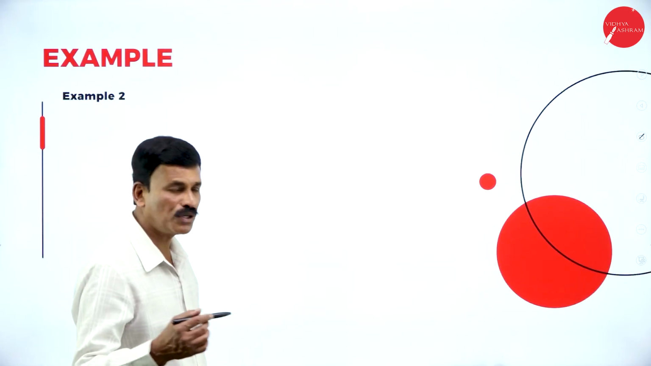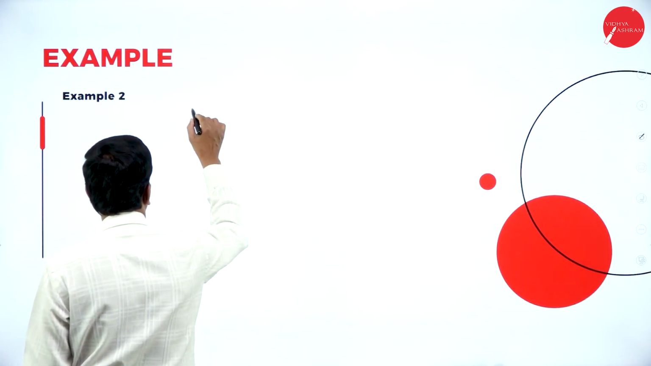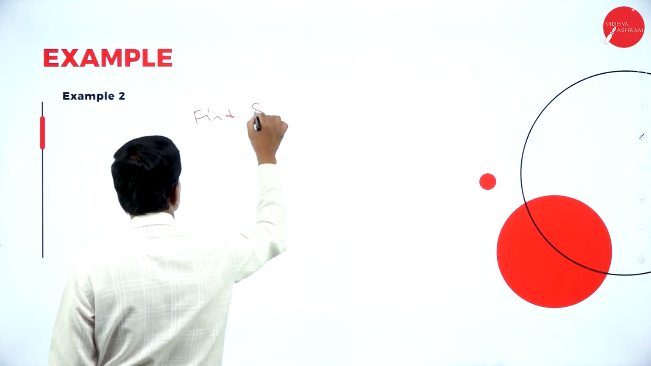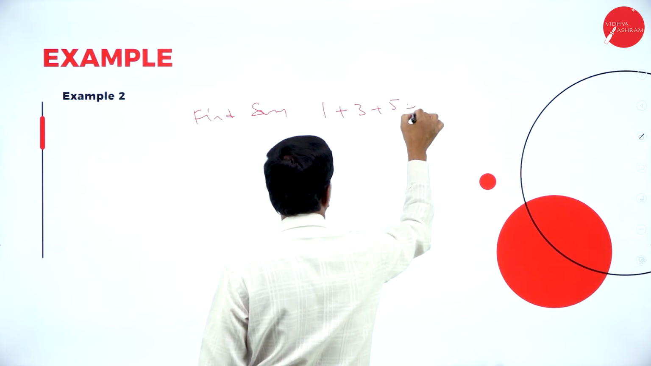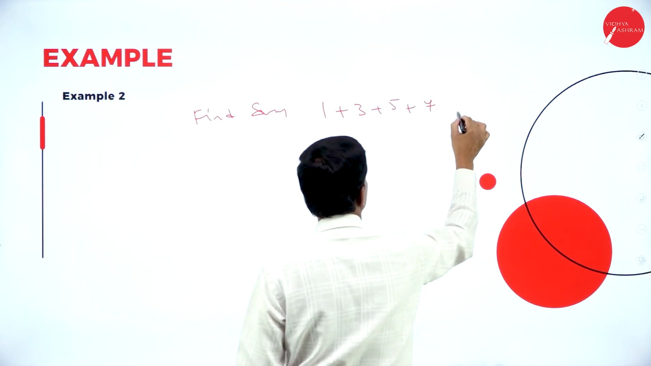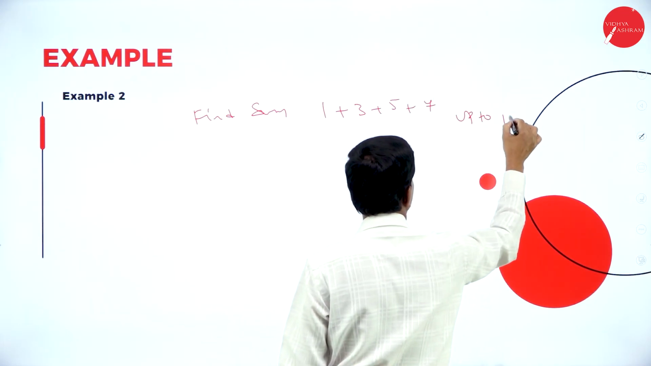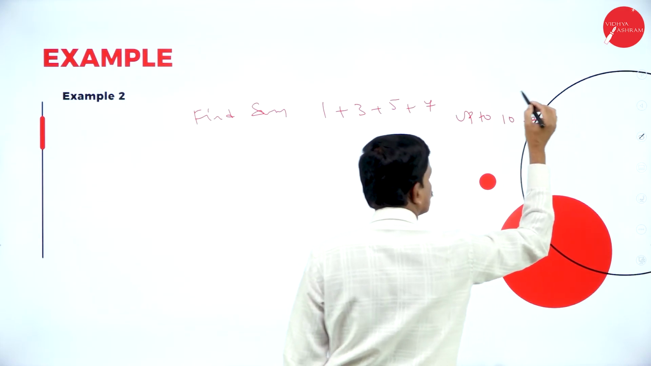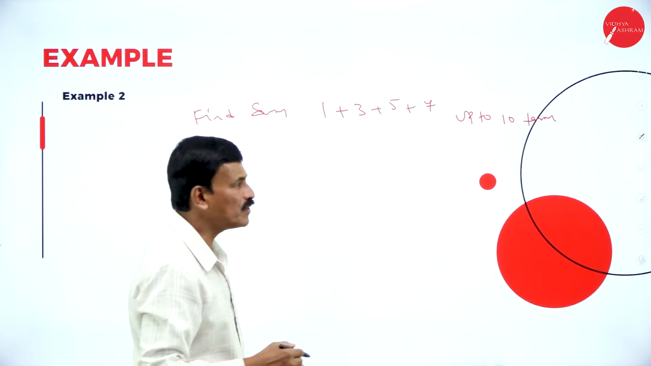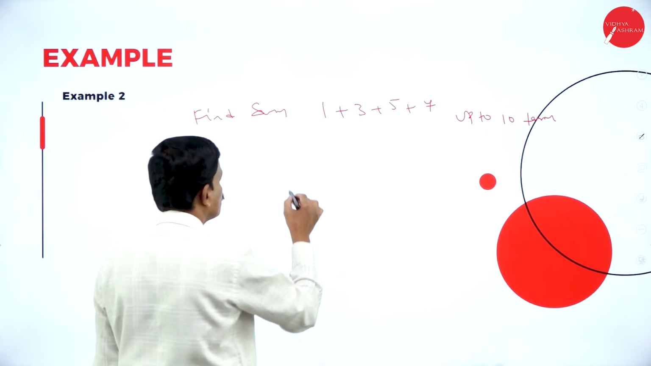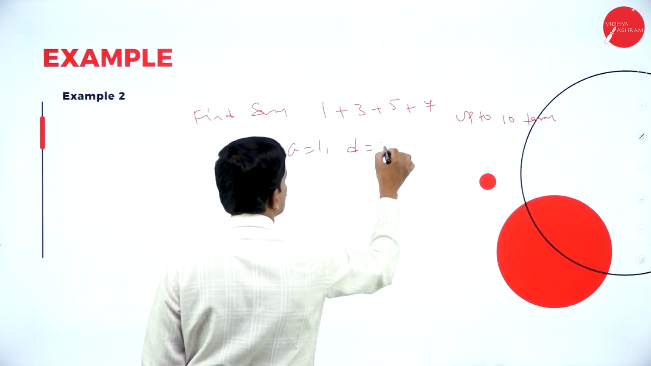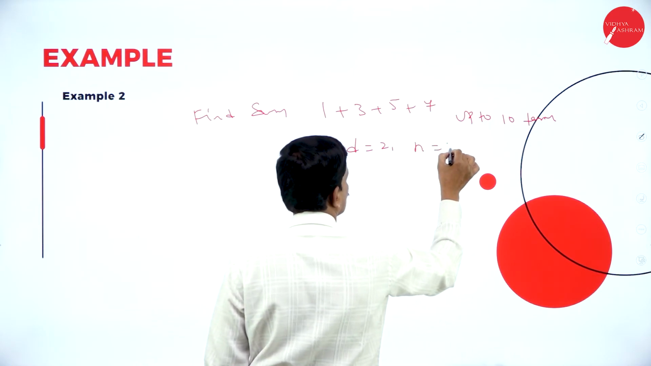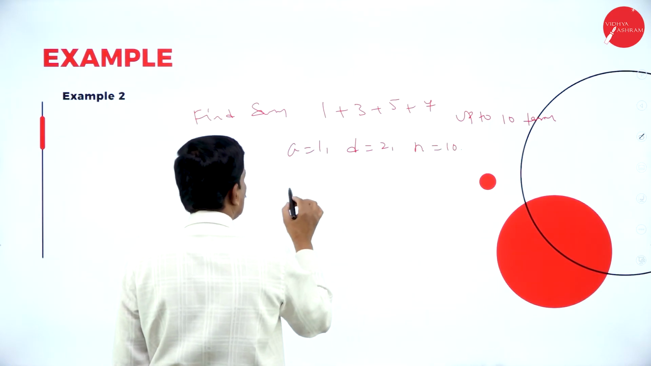Okay, let us take one more problem. Suppose you want to find the sum of 1 plus 3 plus 5 plus 7 up to 10 terms. Now suppose you want to find the sum of this arithmetical progression, what is given? A is equal to 1, the common difference D is equal to 2 and n is equal to 10. So just find out the sum.